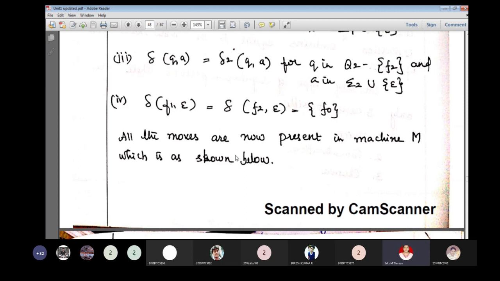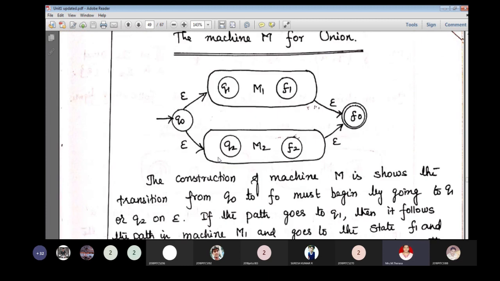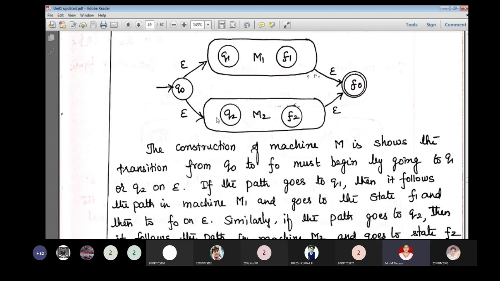So all the moves are now represented in the machine M, which is as given below. Look here. We have M1 with some set of states. Here you know clearly about the initial state and the final state, and also another machine M2 with the initial state Q2, final state F2. So using these two finite automata M1 and M2, we are going to build a machine M.